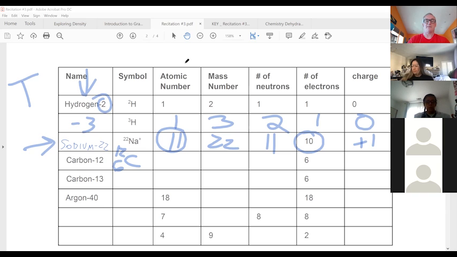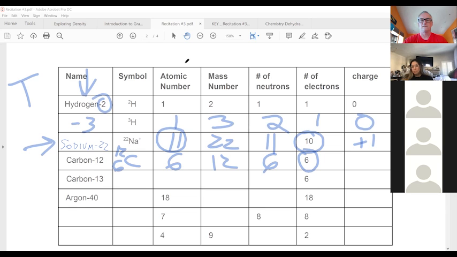So what's its atomic number? 6. And so the mass number is 12. So the number of neutrons is 6, and the charge is 0, with 6 electrons. Yep. All right, group 2, carbon 13.